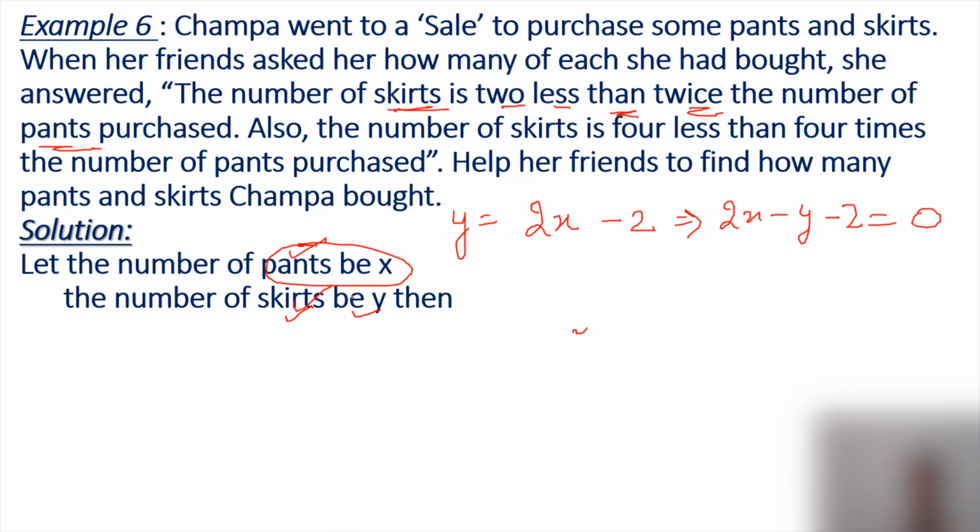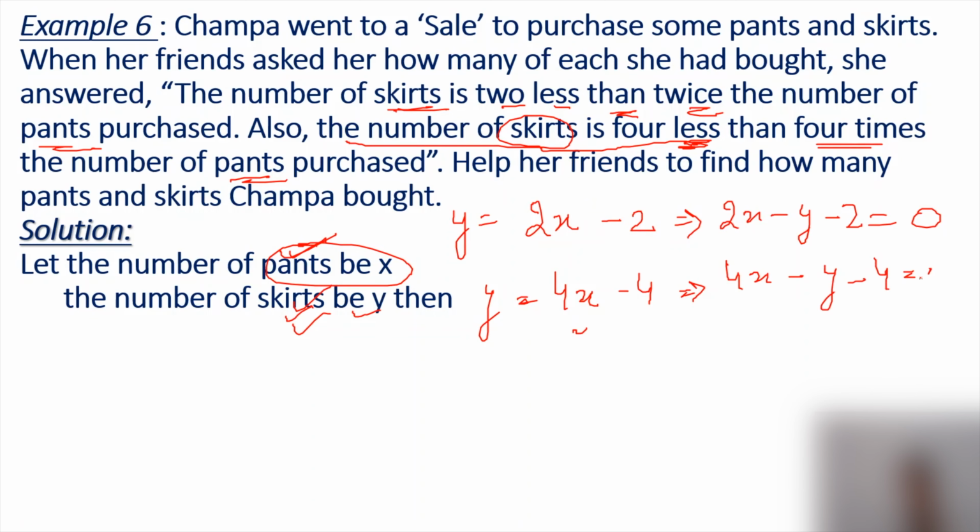And next is the second situation. Again, it's also given to us. The number of skirts is 4 less. Again, number of skirts means y. Y is equal to 4 less than 4 times the pants she purchased. She purchased X pants. The number is 4 less than 4 times. It can be rewritten as 4x minus y minus 4 is equal to 0.